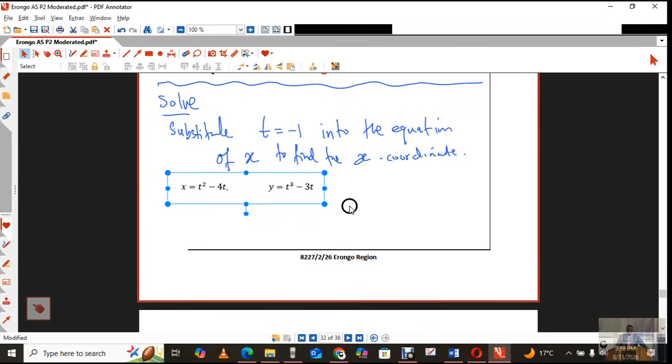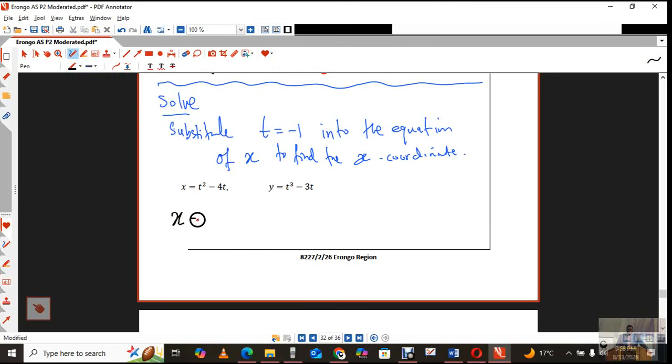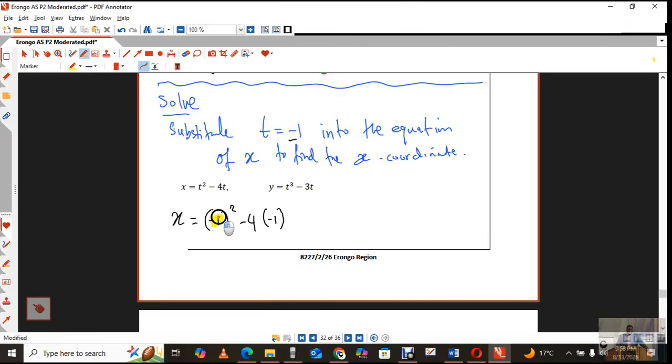So into that, I'm going to say, okay, this is going to be x is equal to, when I substitute t equals -1 in here, right? If you do so, well, you have 1 plus 4, that is 5. So that's the x coordinate.